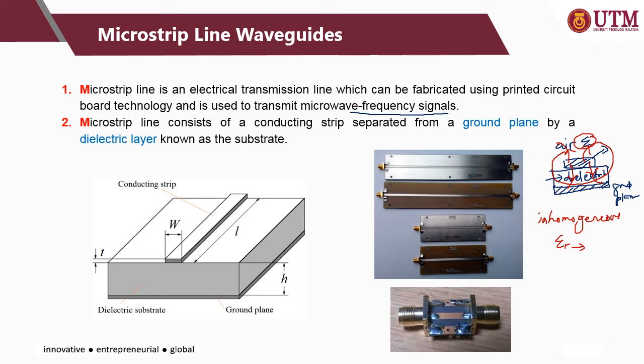As mentioned, the microstrip line consists of a conducting strip separated from a ground plane by a dielectric layer. These are examples of the microstrip line, in which you can see a line lying on the board. The board is the dielectric material, probably FR4 or PCB board, backed with the ground plane. The ground plane usually has the same property as the strip line or the conductor.